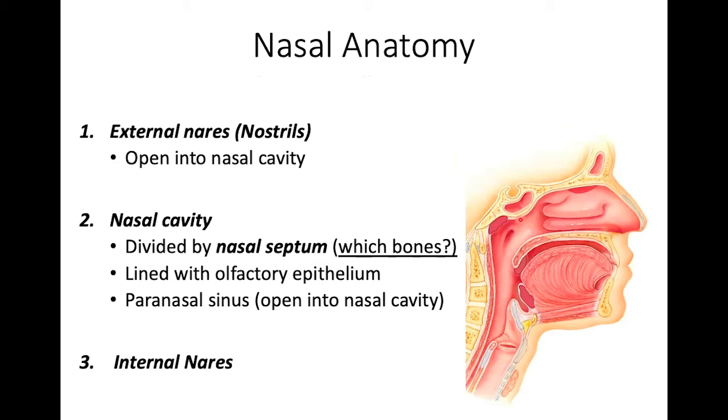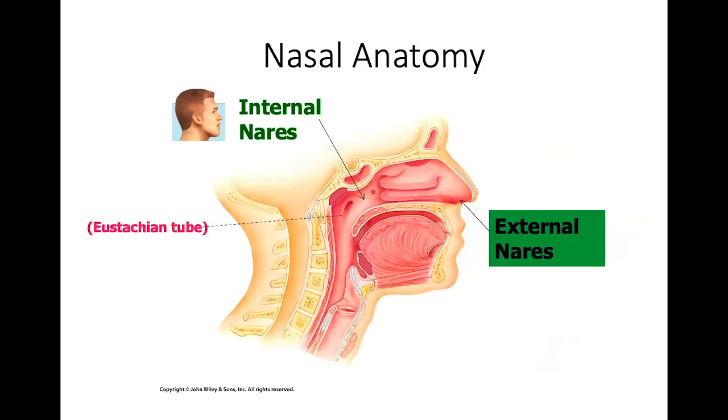Internally, we have our internal nares. Now, remember, the nasal cavity itself is divided by the nasal septum, which is made up of the perpendicular plate of the ethmoid bone and the vomer. This can give you a perspective here from the external nares through the nasal cavity to the internal nares. And the internal nares marks that boundary from the nasal cavity to the nasopharynx.